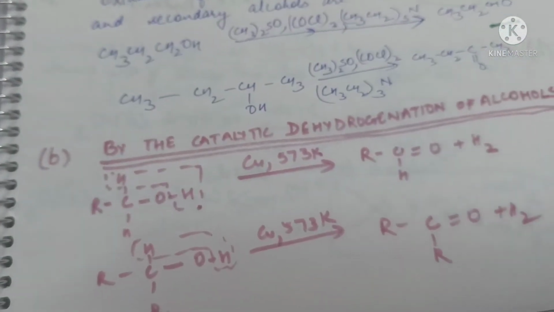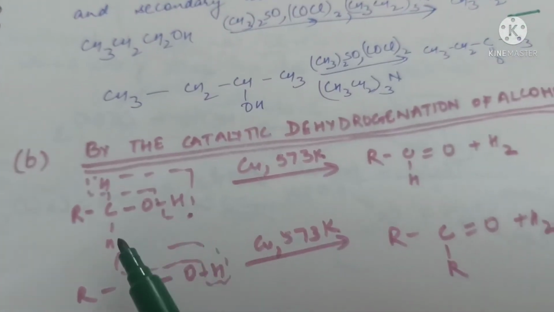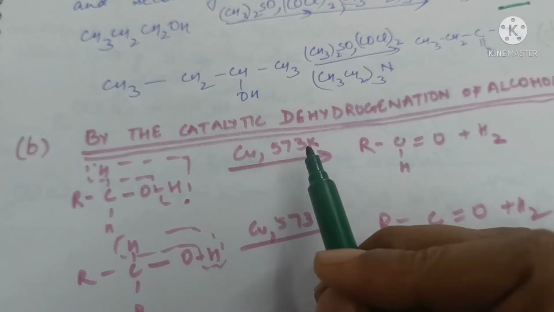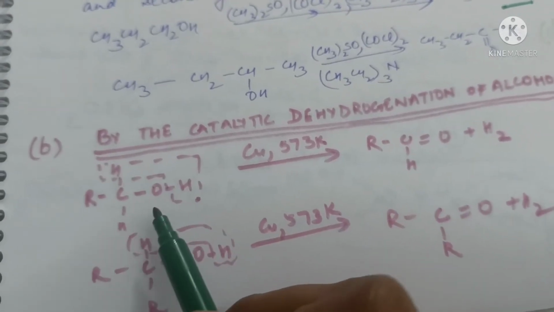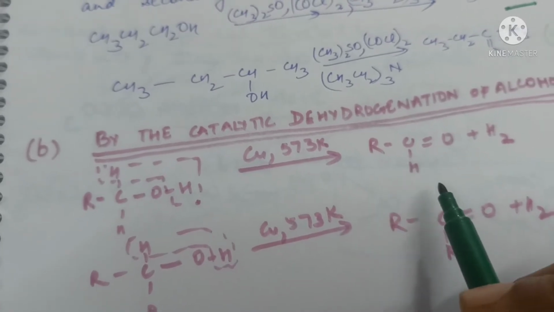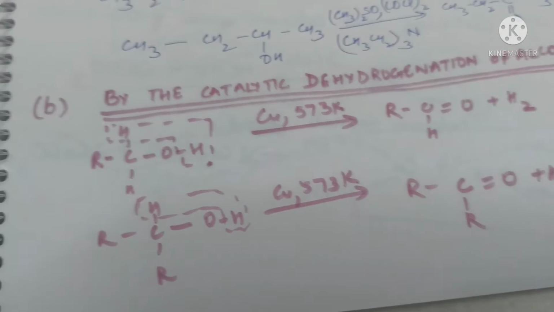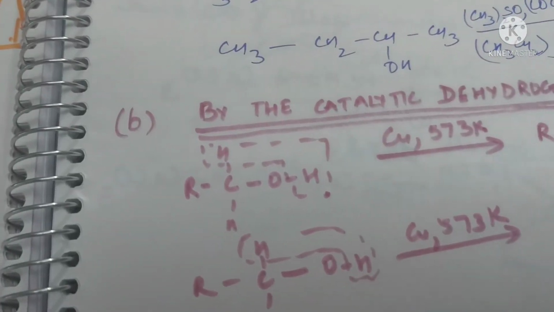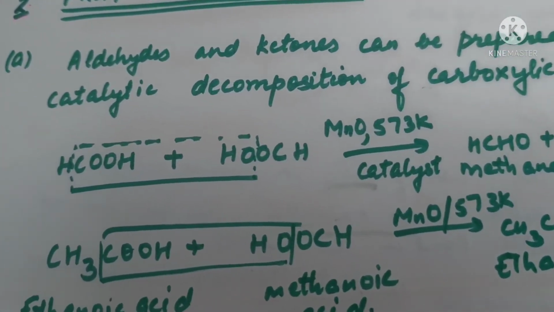Second method is by catalytic dehydrogenation of alcohols. So when vapors of alcohol are passed over copper at 573 Kelvin, hydrogen is lost and aldehyde is formed with primary alcohol, and ketone is formed with secondary alcohol. Hydrogen is lost.